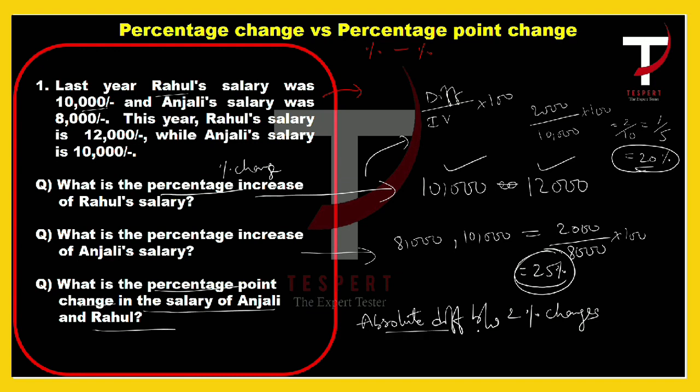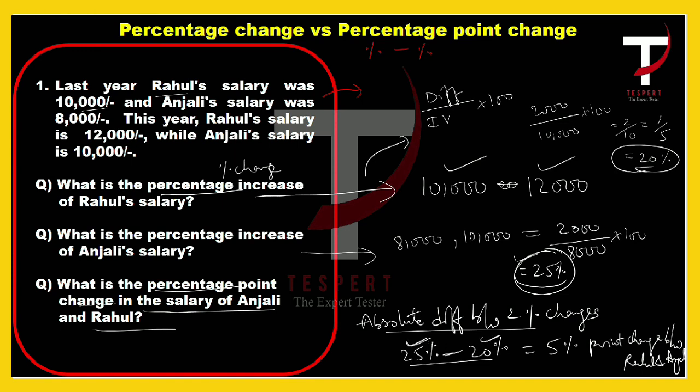So here, what is the first percentage change? 25%. The second change is 20%. So the difference, 25% minus 20%, is equal to 5 percentage point change between Rahul and Anjali. This is the percentage point change. Percentage point change means the absolute difference between two percentage changes, right?